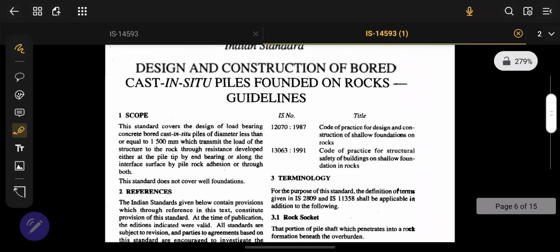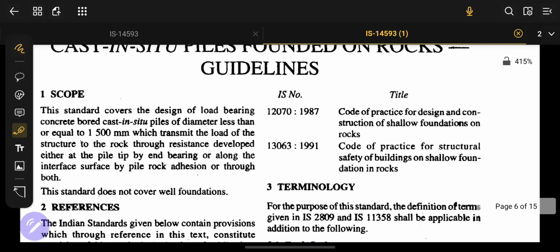So first of all, we must understand that this code is applicable only to the piles of diameter equal to or less than 1500 mm. Okay, for pile diameters more than 1500 mm, this code is not to be used. Also, this code does not cover the well foundations.